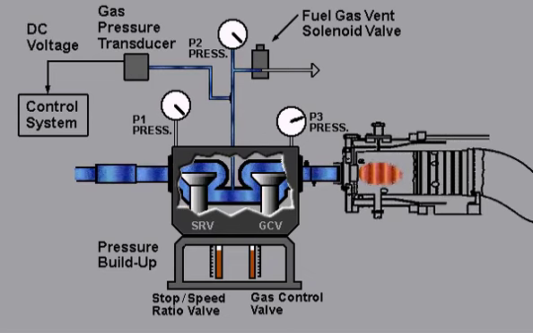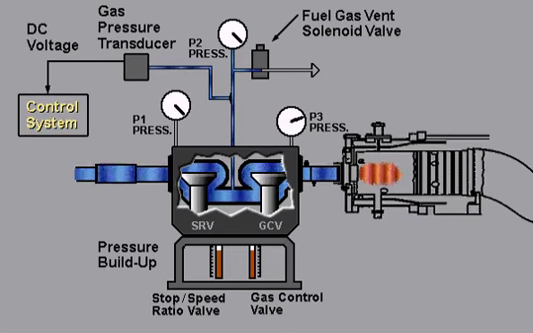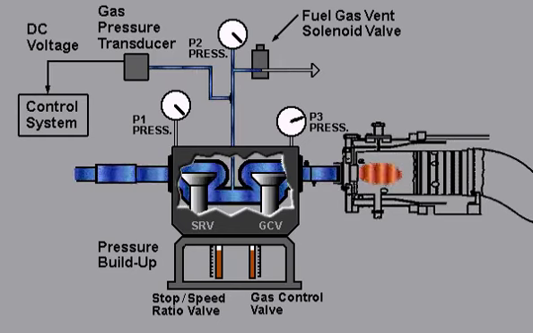This transducer provides the control system with a feedback signal for the operational fuel gas pressure, or P2 pressure, between the stop-speed ratio and gas control valves.